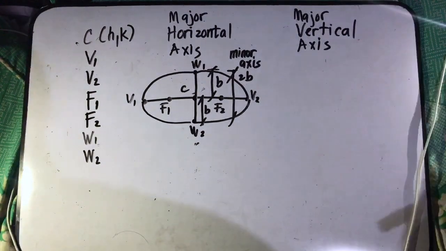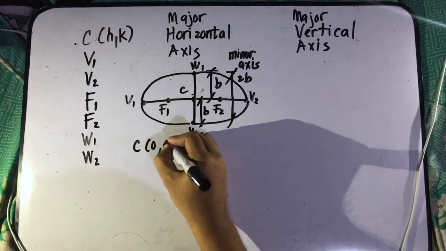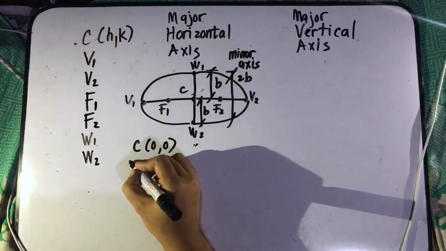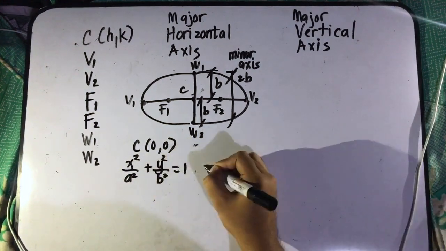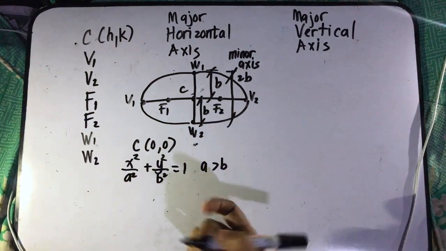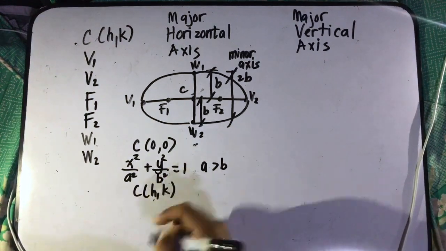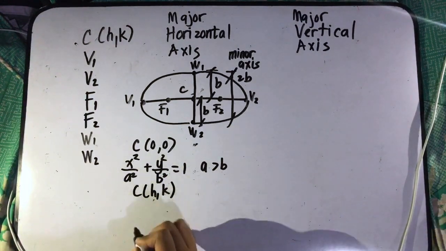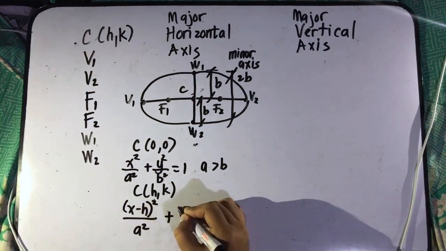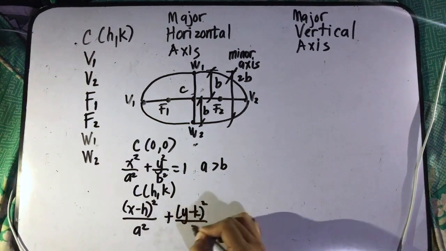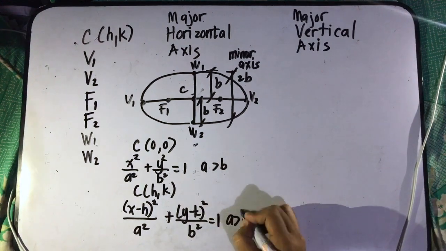Let's have the formula. So, if the center is located at 0, 0, because it is major horizontal, the formula should be x squared over a squared plus y squared over b squared is equal to 1, where a is greater than b. And if the center is not anymore located at the origin, it is located at the point h and k, we will be having the formula x minus h quantity squared over a squared plus y minus k quantity squared over b squared is equal to 1. Also, a is greater than b.